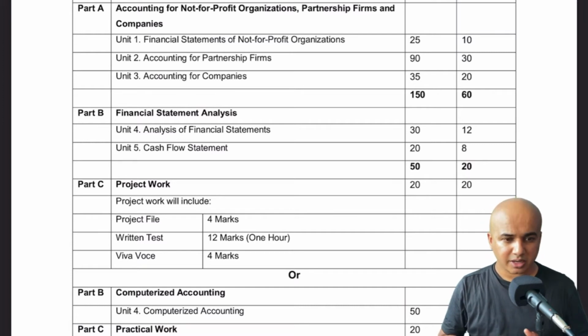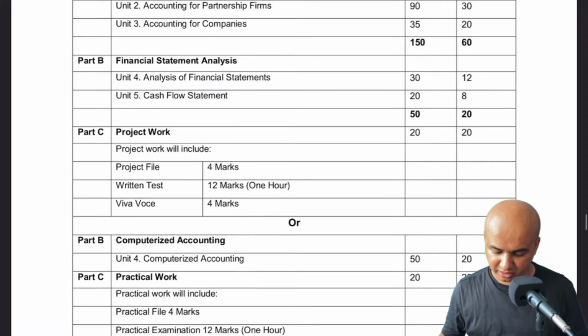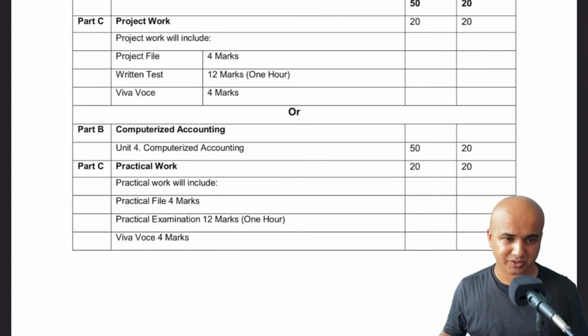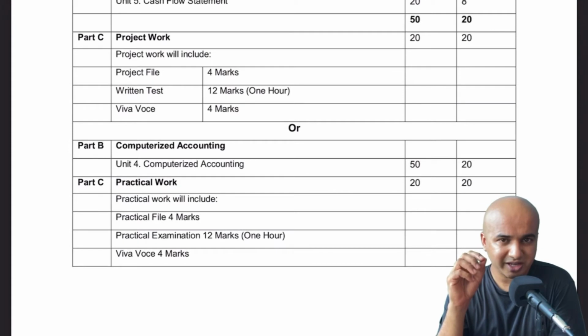Now, next, coming to part B, we have computerized accounting as well. So that is something which is there again for 20 marks. That is of course a choice. There will be an internal choice. One thing about the CBSE exam is there won't be any choice per se, but there will be internal choice in the final exam question paper.